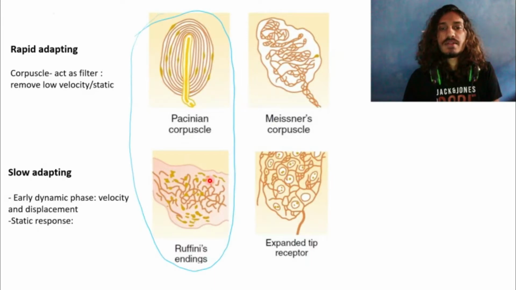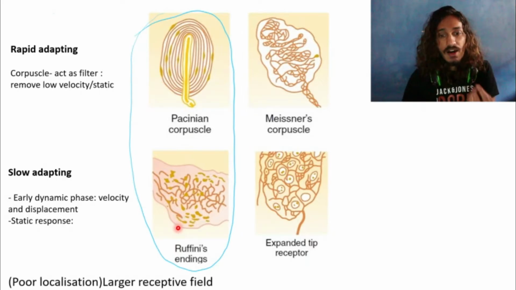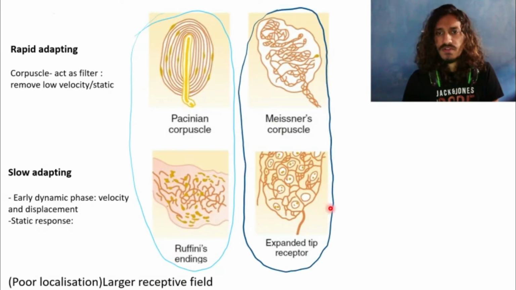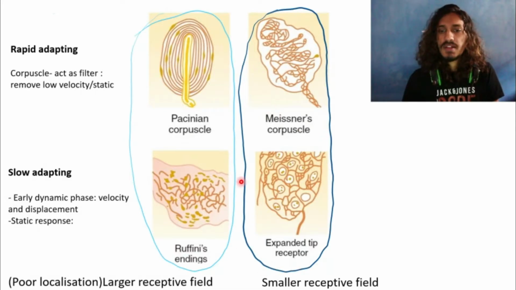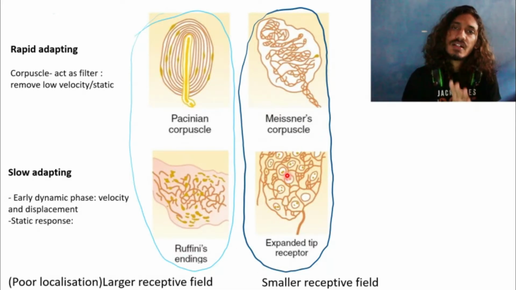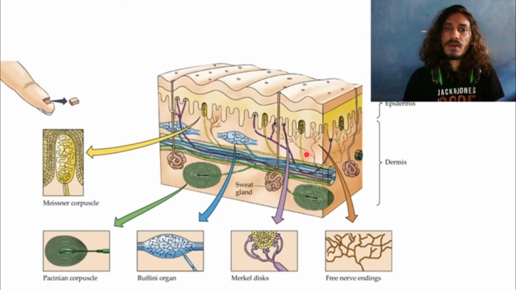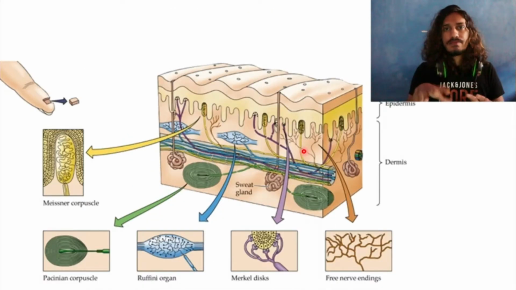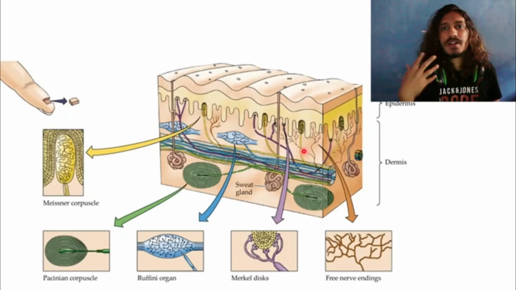Then this we also mentioned just now. Pacinian corpuscle and Ruffini's ending, which lie deeper, have a larger receptive field. They have poorer localization. I've already explained this, so I'm not going to explain it again. And these have a smaller receptive field and better localization. Now we'll come to this with examples to try to understand it.